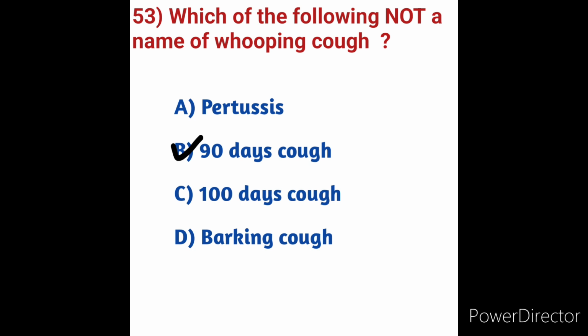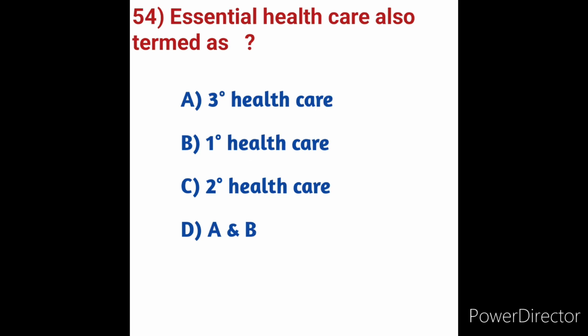Next we will move on to question number 54. Essential health care is also termed as what? What is the other name for essential health care? We will see the options here. Option A, tertiary health care. Option B, primary health care. Option C, secondary health care. Option D, A and B.